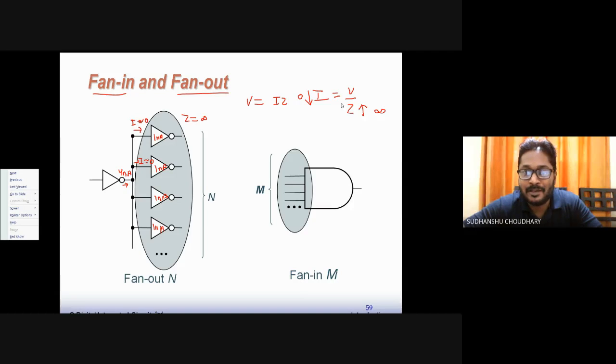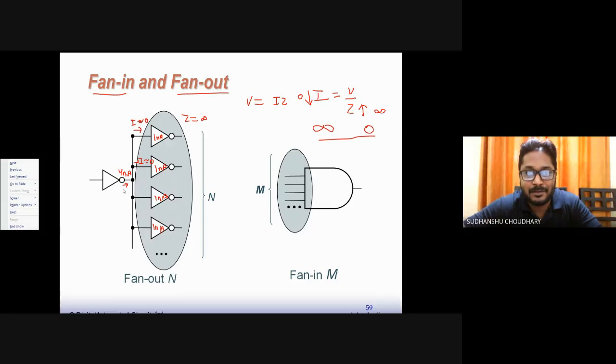So again, utilize the same formula here. If output impedance is 0 here, so what happens to the current? Current becomes infinite. So if output impedance is 0 here, I have more than 4 nanoampere currents available here. So I have more current available here if the output impedance of this gate is 0.